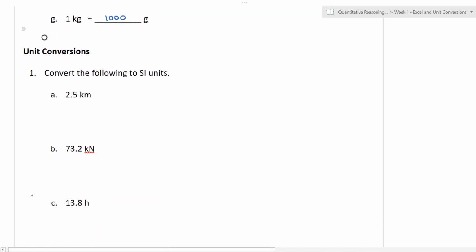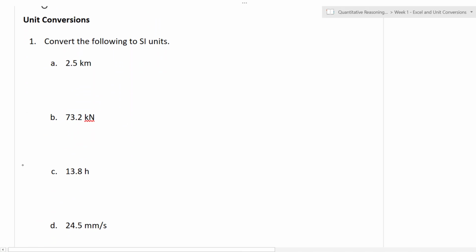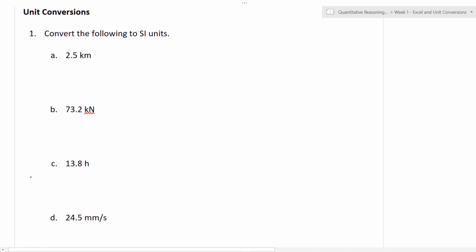Now we're going to use that idea to convert between units. You might convert your units in different ways than I do. I'm going to show you a method that I like the most.